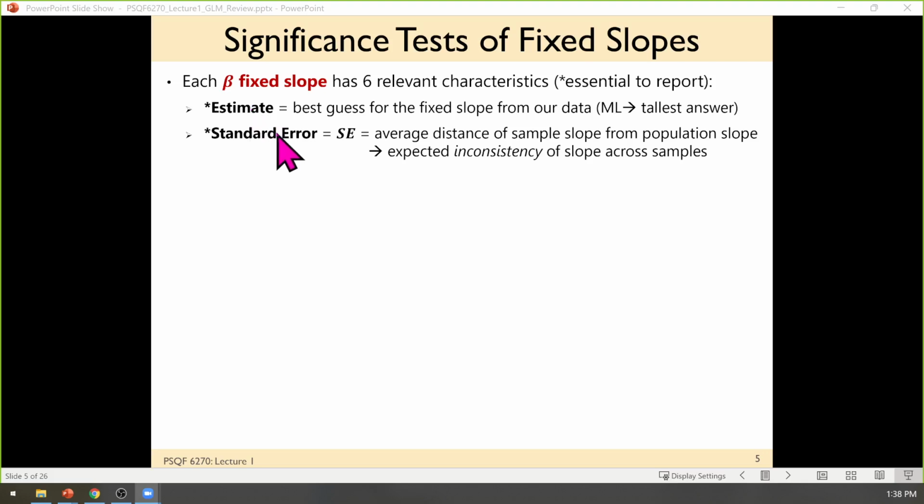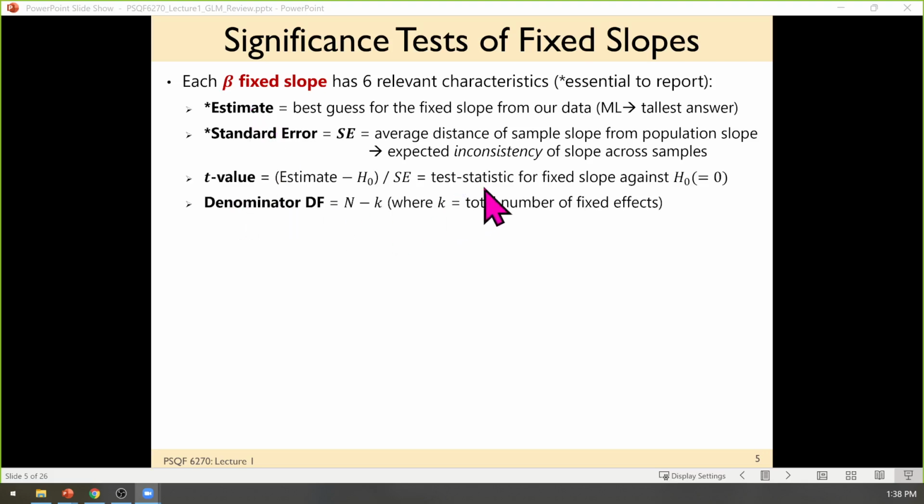The next column that you would typically see is your test statistic, and it will be labeled either T or Z, depending on whether or not your software is using denominator degrees of freedom. It is the same formula either way, though. It's the estimate minus whatever the null hypothesis is for your test, which is 0 by default but doesn't have to be, divided by the standard error. So T is nothing but estimate divided by standard error. That's why you don't have to report it.